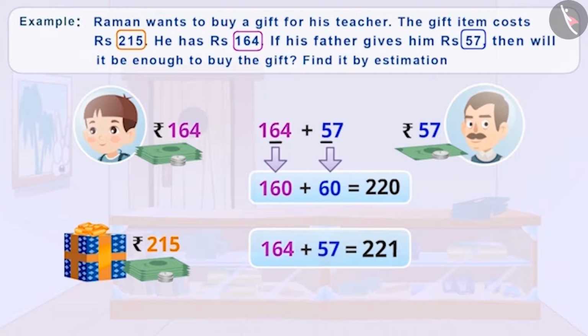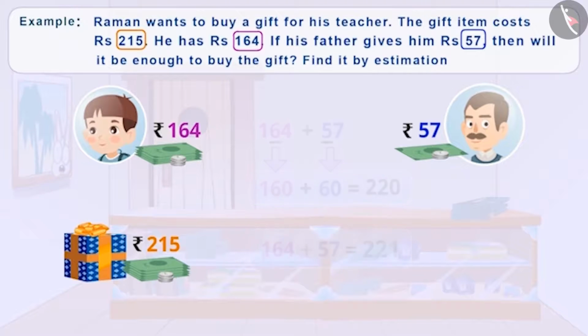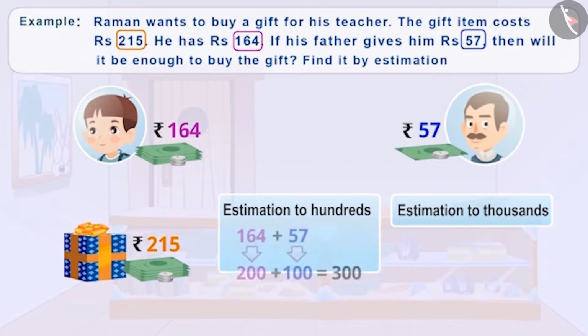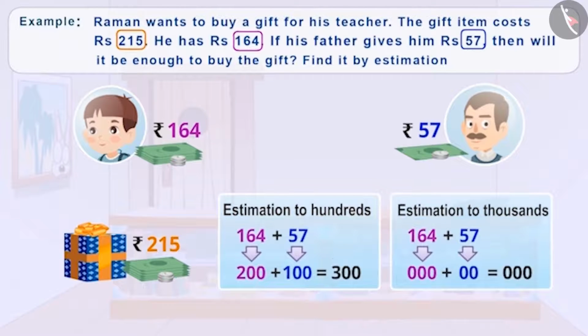So, can we estimate these numbers to the nearest hundreds and thousands? Think about it. The result won't be accurate with estimation to hundreds and thousands.